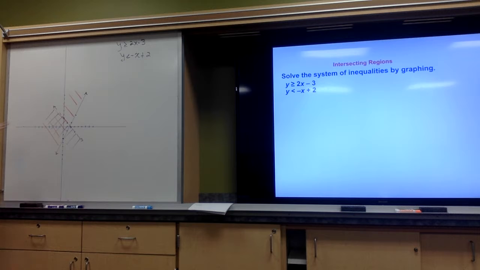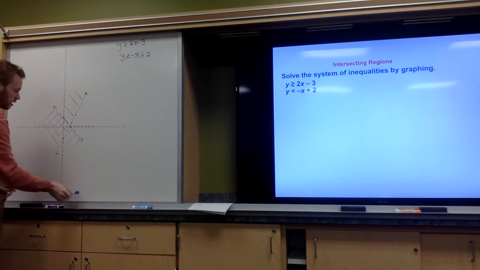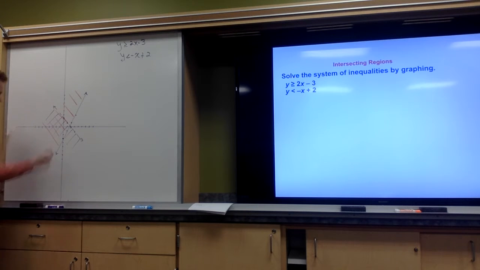Now take a look. When I'm looking at this, I can see that these two regions right about here are overlapping. That's where the red and purple are. So what I could say is this entire shaded area is all my possible solutions. I'll put possible there. All my possible solutions. Now, how do I know if this works?